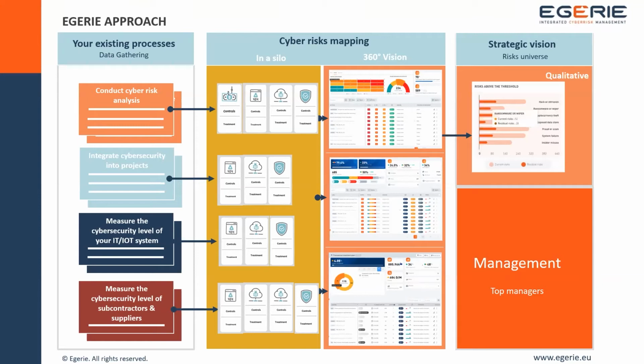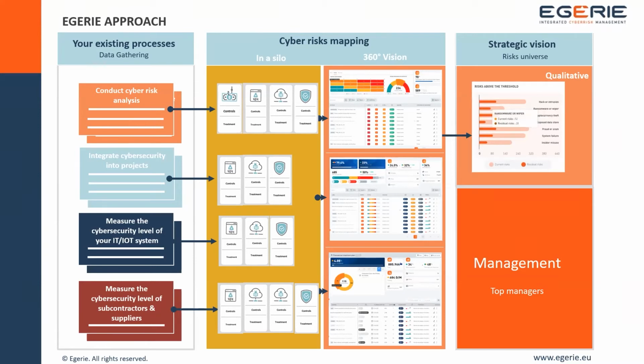In the strategic vision, you will be able to categorize all of those technical risks under what we call macro risk, strategic risks. And for this macro risk, you will be able to define an objective to reach and to decrease the cost of those macro risks.